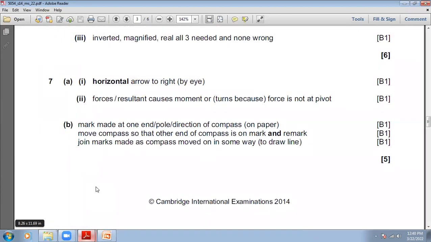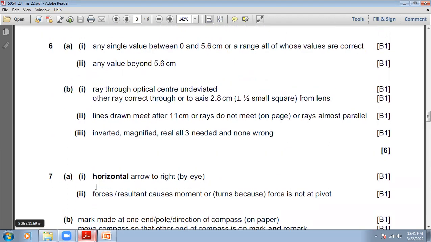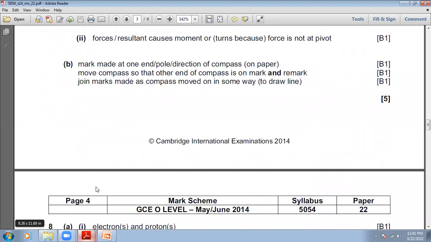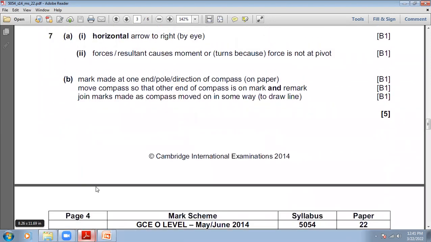So the marking scheme of question number 7 is showing up on your screen. Let me show you question number 6 also. You can pause the video and check question number 6, and the answers of question number 7 are showing up in the marking scheme. You can pause the video and take your time, read this marking scheme, and compare the answers which I gave you with this marking scheme.